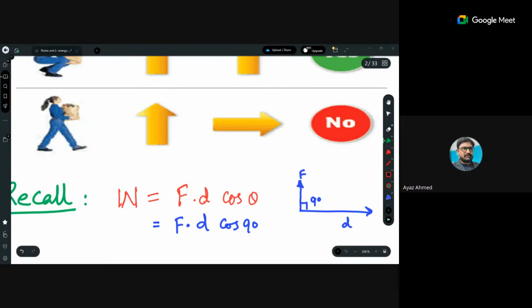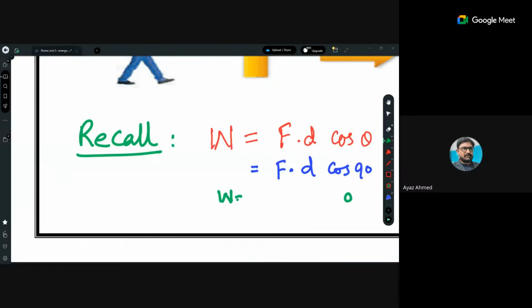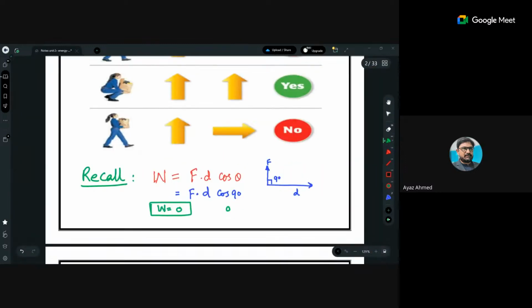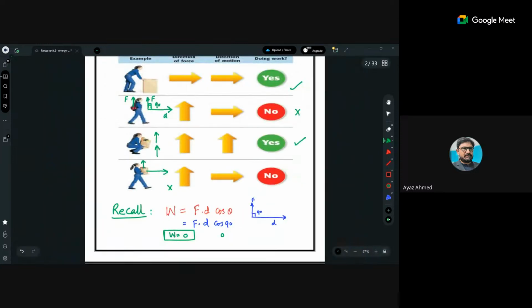When they are at 90 degrees, then cos 90 goes to 0, so it means your work is going to be 0, right? What is work? Work is going to be 0. So remember one thing, when you apply some force perpendicular to the body's displacement, you are doing no work. So here she is doing some work when she lifts it up, so work is there. But when she lifts it up and she moves forward, there is no work at all. So these are the circumstances in which work done is 0. Is this clear to you?